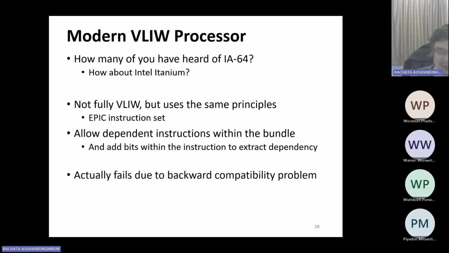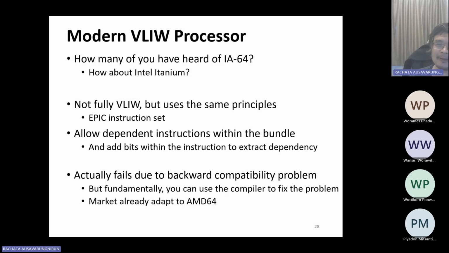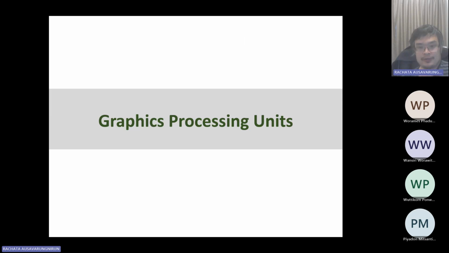It kind of failed due to backward compatibility, because if you extend the 32-bit version into this IA64, your program doesn't work. You can fundamentally use the compiler to fix the problem, but at the time, the market adopted the AMD variant for the 64-bit processor. So that's kind of what happened back then, all right? So that's a quick recap on VLIW.